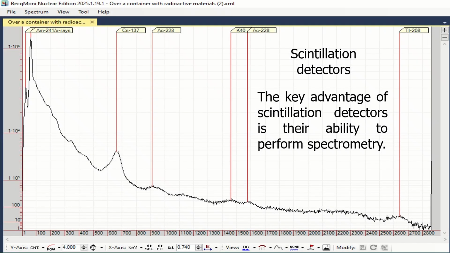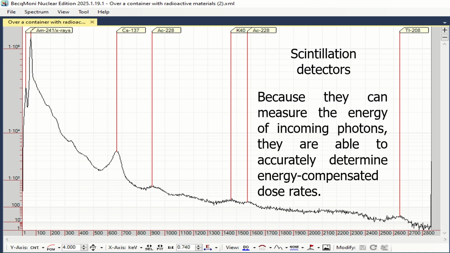Scintillation detectors. The key advantage of scintillation detectors is their ability to perform spectrometry. Because they can measure the energy of incoming photons, they are able to accurately determine energy-compensated dose rates.